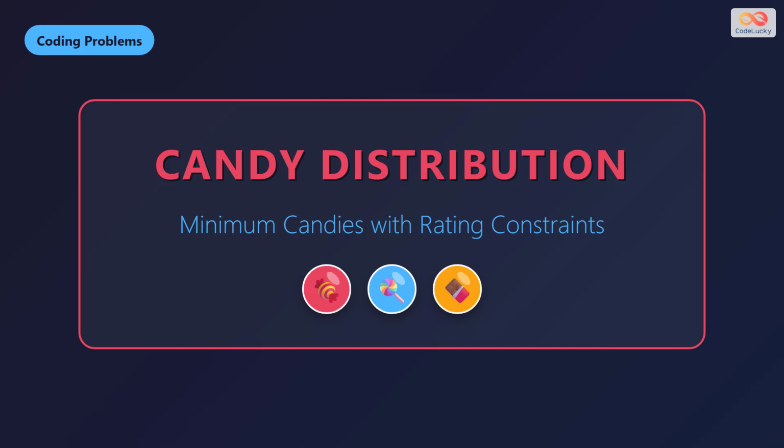Today we are tackling a classic interview question, the candy distribution problem. This problem, often found on LeetCode as number 135, is a fantastic example of using a greedy algorithm strategy to solve a constraint optimization puzzle.